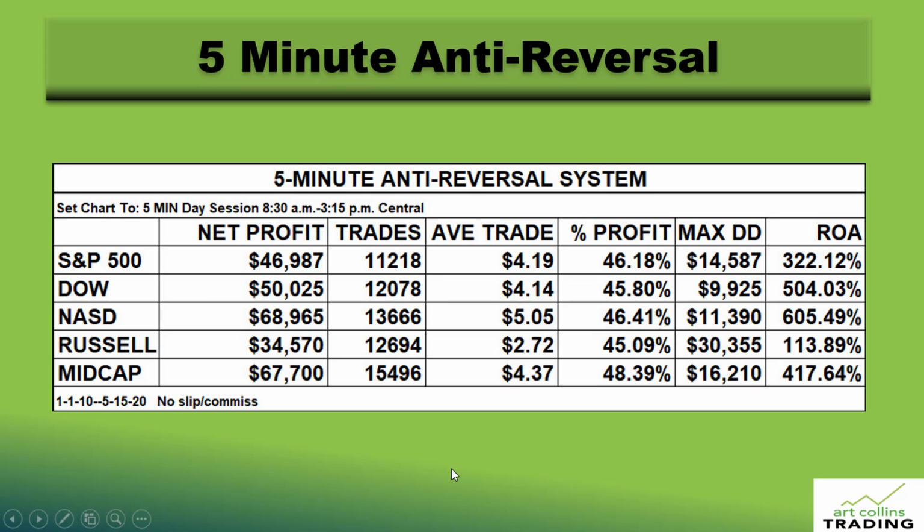Now, I'll grant you this is just one permutation of a reversal. We're looking in 5 minutes. You could be looking on dailies or 15 minutes or whatever. We're looking at 7 bars total. The reversal has to have the extreme among the 7 bars, higher or lower than the previous 6 for the highs and the lows. And that can be played with, and there's nothing magical about the $250 stops or profit targets. This is just one possible permutation, okay?